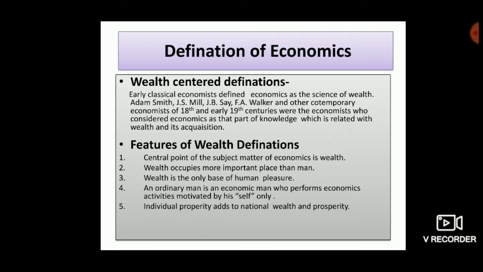But the wealth definition has been sharply criticized by social reformers and writers of the 19th century like Ruskin and Matthew Arnold. According to them, a study of economics makes man a mean and selfish being whose sole aim is to accumulate wealth and to be rich. So the main point of criticism of the wealth-centered definition is that wealth is the center point of economic study.